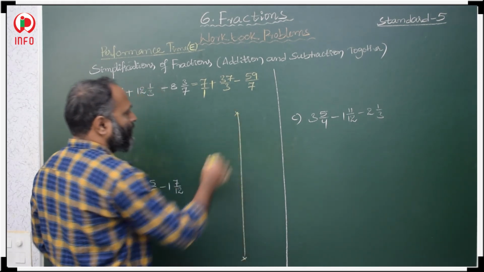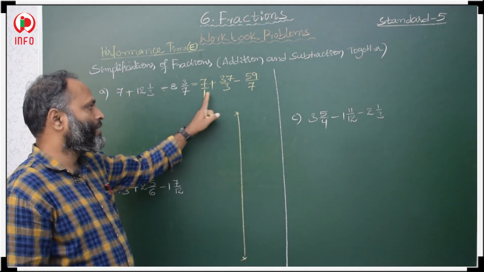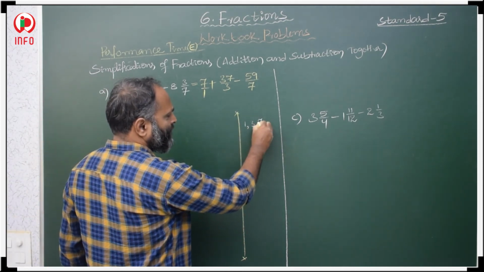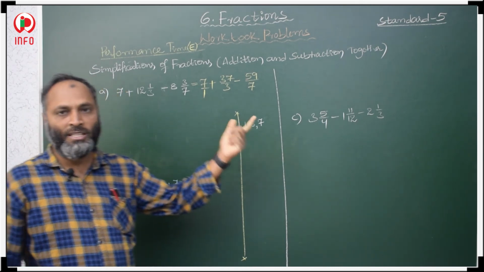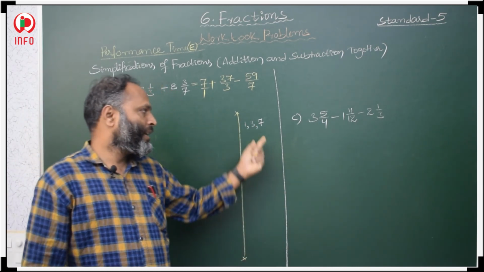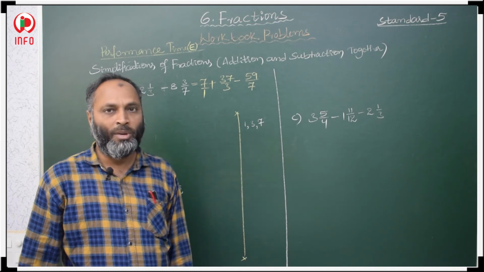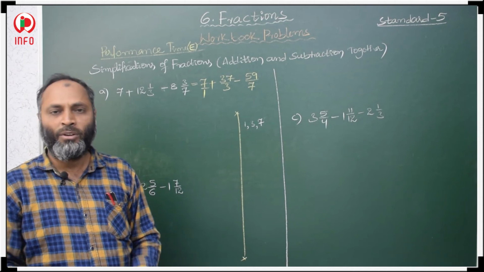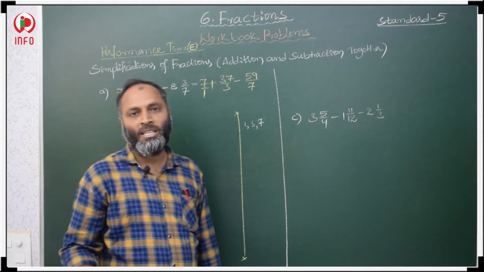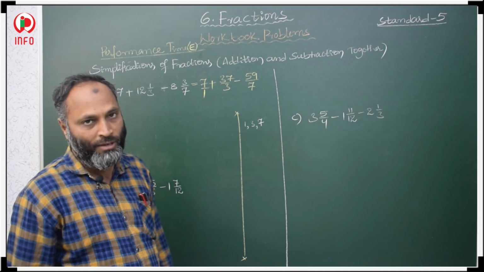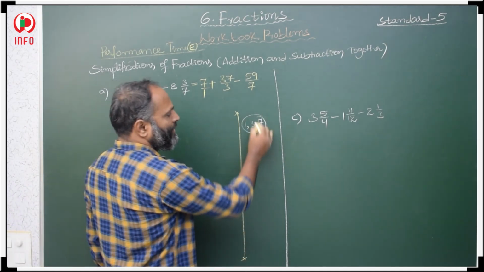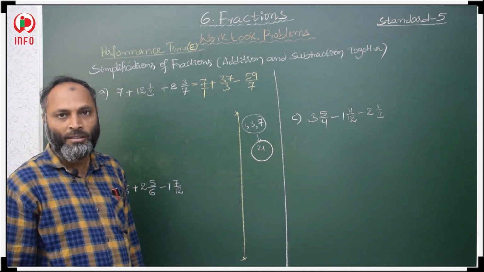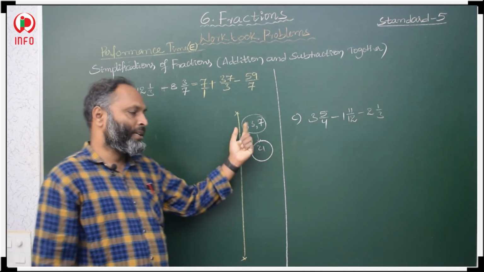In this rough column, we have to find the LCM of these denominators 1, 3 and 7. Here 1 is neither prime nor composite, and the remaining two numbers, 3 and 7, are prime numbers. When prime numbers are given, their product is the LCM. 7 3s are 21, so 21 is the LCM.